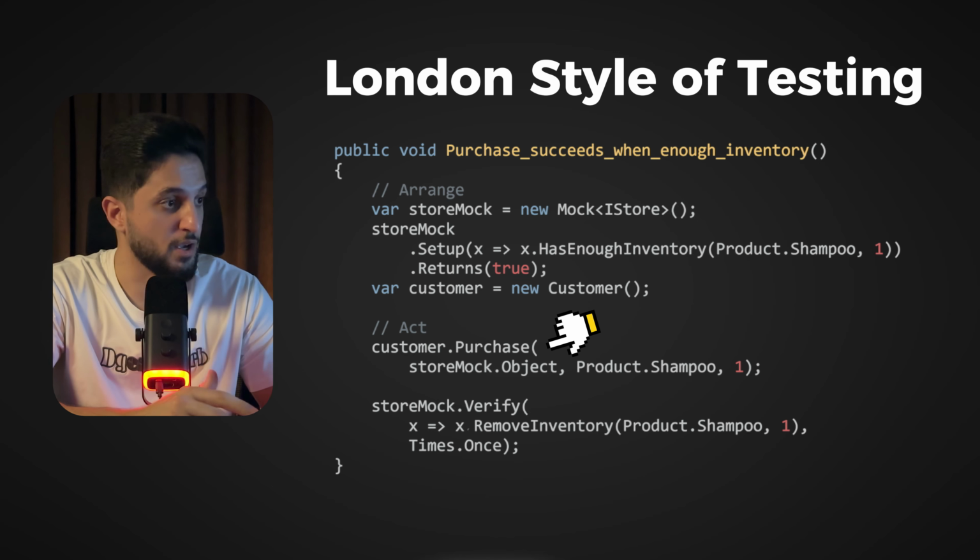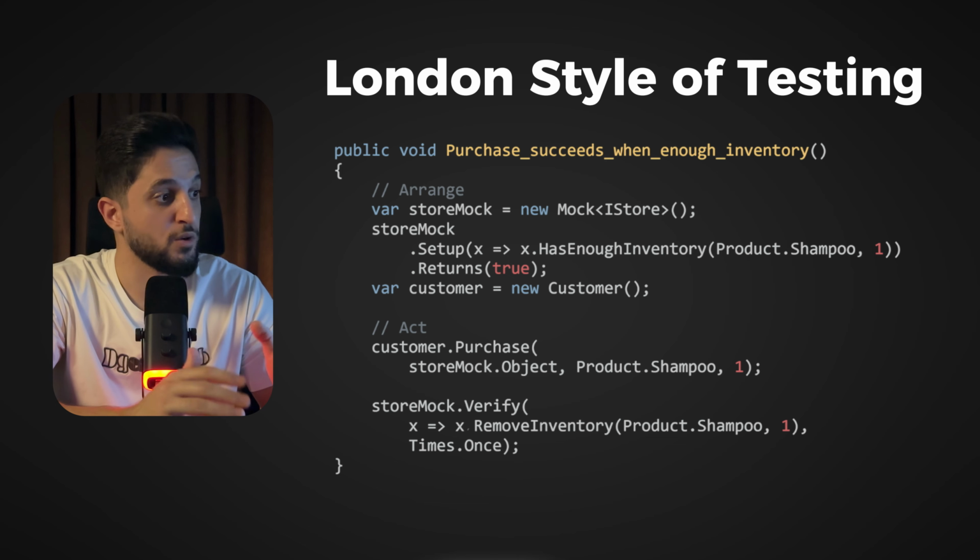We run the purchase behavior on the customer, and instead of checking how the business logic behaves, we verify things like, did it call remove inventory exactly once? This is where the core problem appears. The tests are no longer validating the behavior, which is, should this purchase succeed or fail? Instead, they are validating internal steps that are taken in code to achieve this goal.